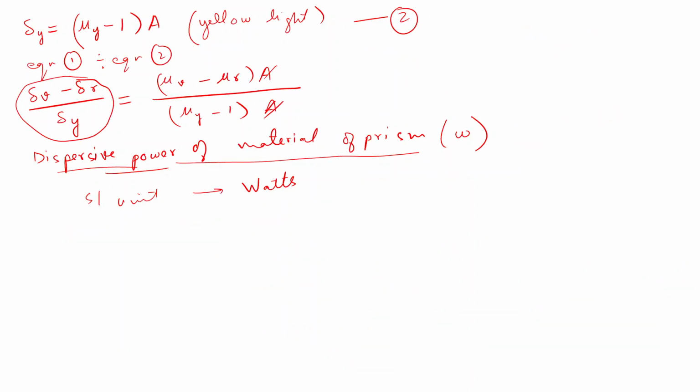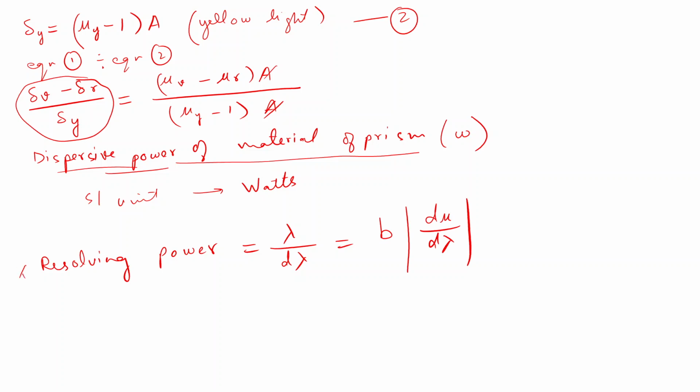So we have discussed angular dispersion, we have discussed dispersive power of the material of the prism. Now the resolving power, we don't need to derive it. For knowledge, we can just take it that the formula is the wavelength versus the difference in wavelength, given by lambda over d lambda. So you can keep in mind, resolving power is given like this.